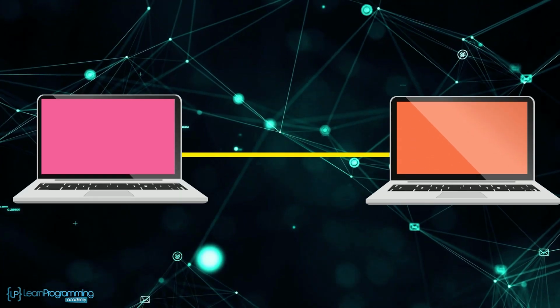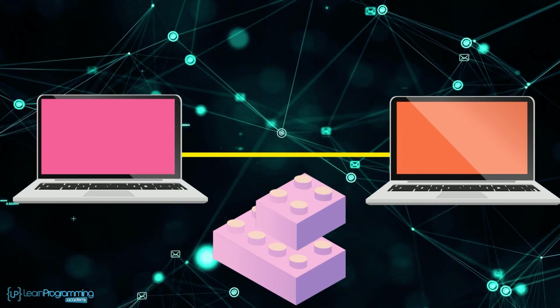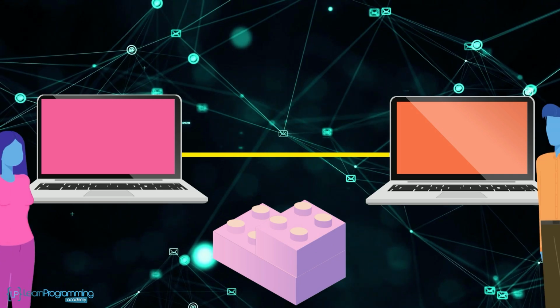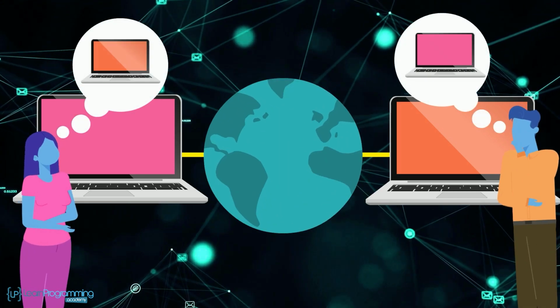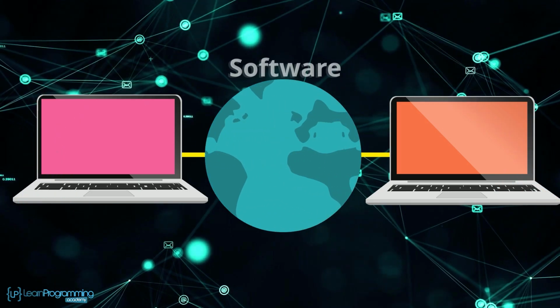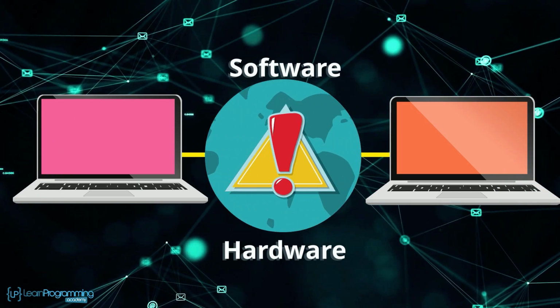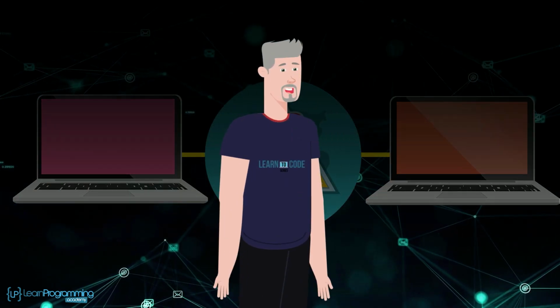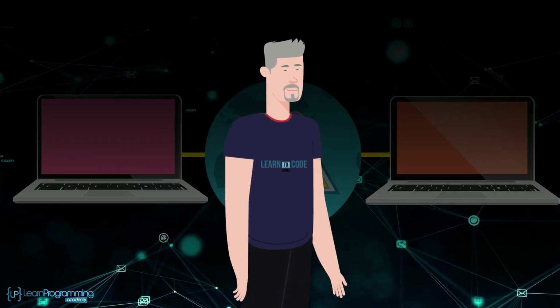Connecting computer devices together, much like putting Lego pieces together to create something, allows us to interact with these devices no matter where they are physically located to share information and resources. Both software and hardware are required to make this happen. So let's look at some of the basic networking concepts that make all this possible.